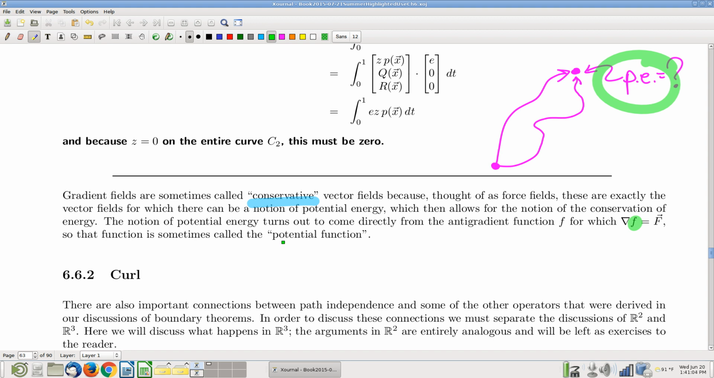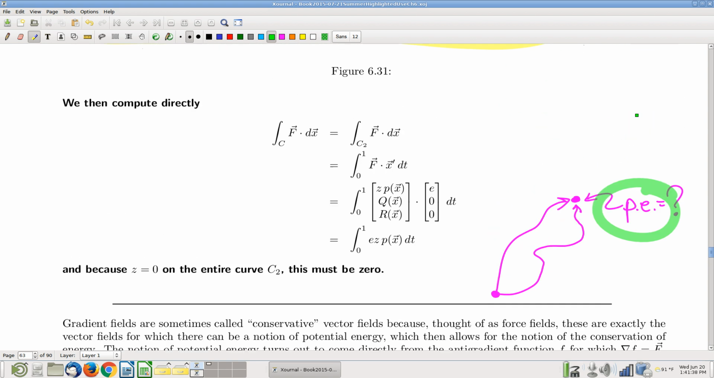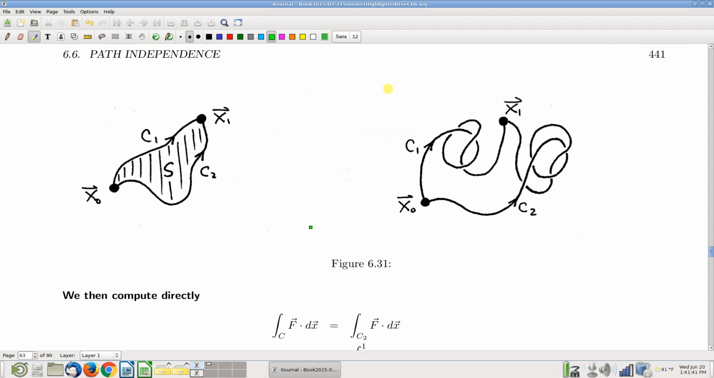In other contexts, it's very often called the potential function, because that function is the function that talks about potential energy of the resulting vector field. Okay, so be aware of that terminology, especially in physics. Instead of path independent, they'll very often say conservative, and instead of anti-gradient, they'll say potential function. Heads up. Okay, so I want to talk about how path independence relates to curl. There is a pretty neat connection, and it has to do with this picture up here.